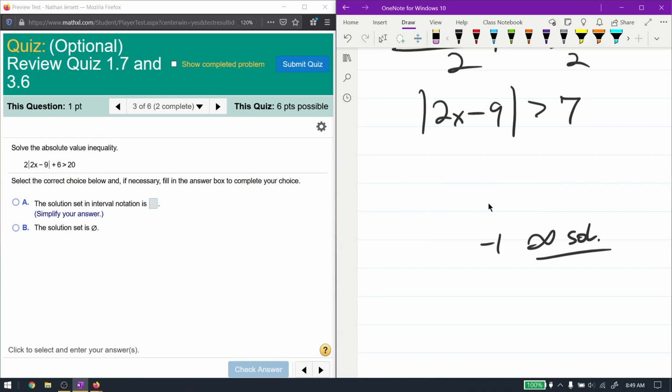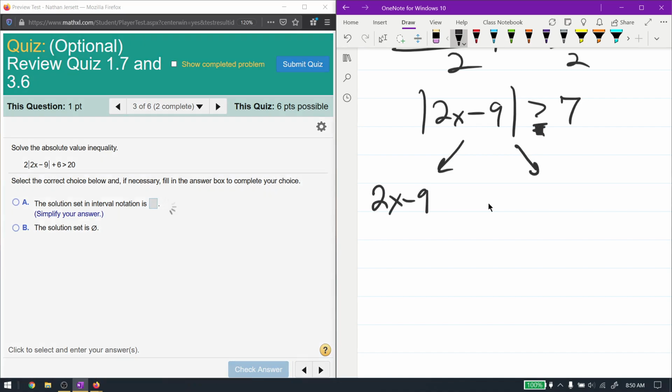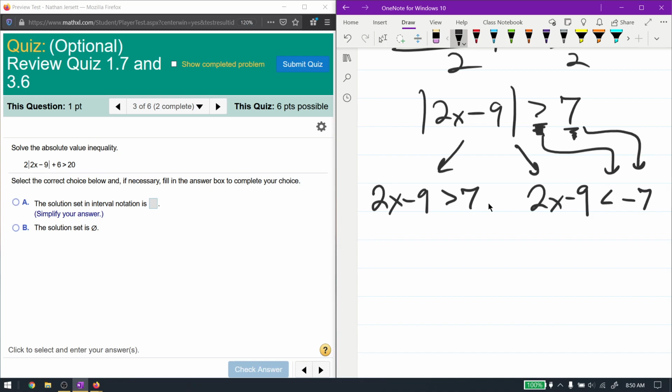This one, we have the absolute value is greater than a positive number. So this one we can actually solve using the normal method. The way you do that is you split this up into two linear inequalities. It's going to be the inside, which is 2x minus 9, and the same inequality, and then the same number, so 7. Then we split this up into the exact same inside, then the flipped inequality, so negative or less than, and then the negative of that number.